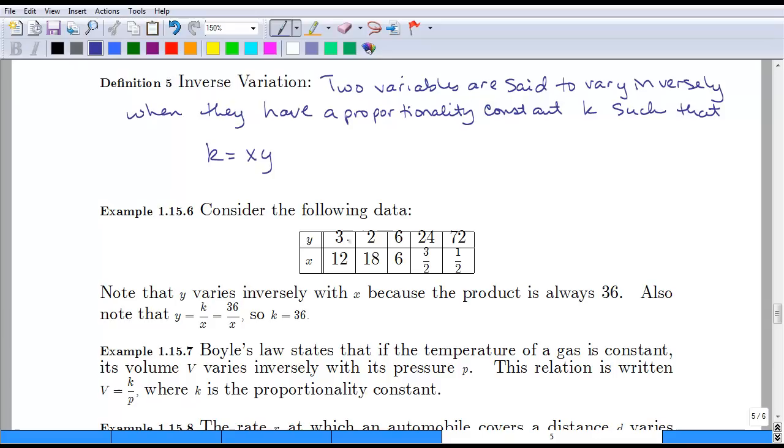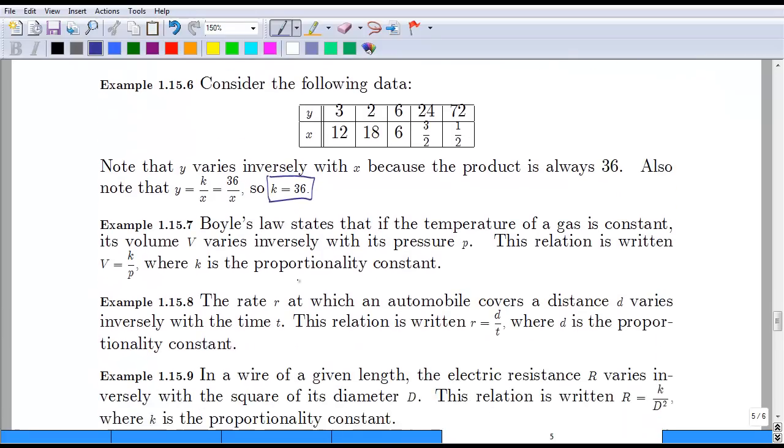So if we look at these examples here, 3 times 12 is 36, 2 times 18 is 36, 6 times 6 is 36, and so forth. So in this case, our proportionality constant is 36. So let's look at some examples of inverse proportionality.